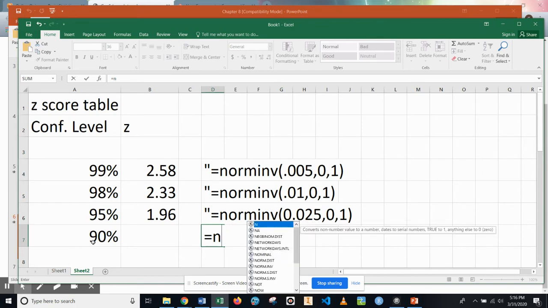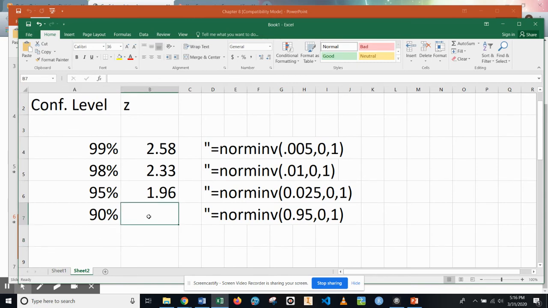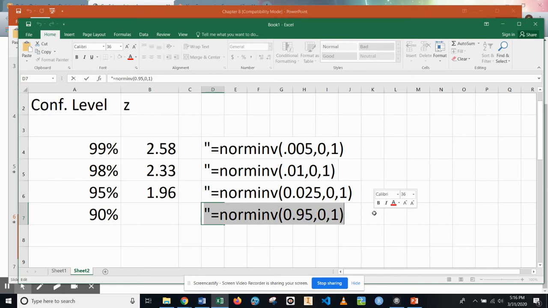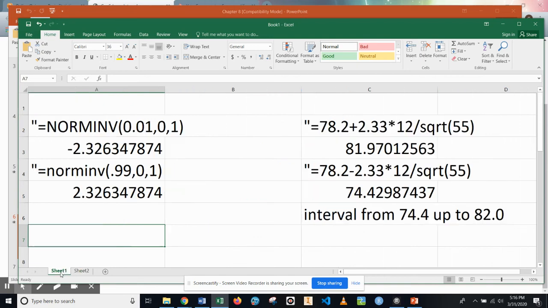90%. I always forget NORM.S.INV. I'll do the top end, 0.95, comma, 0, comma, 1. So that's not a 95% confidence interval. That is a 90. There's 5% on the top and the bottom in between those 2 points. So 1.64. Now you've got a list of different confidence levels that you can use when you're building those confidence intervals.